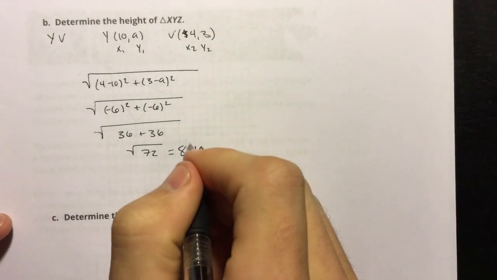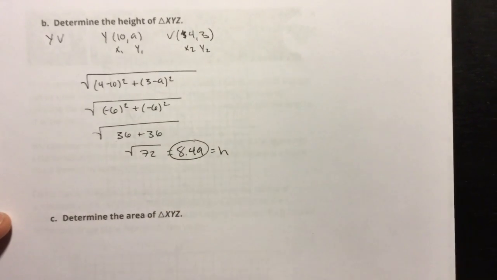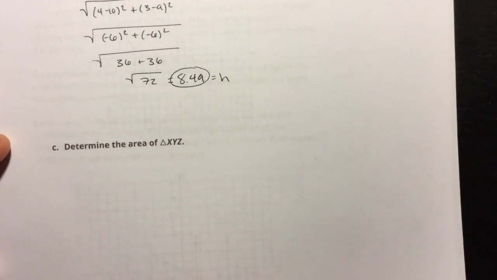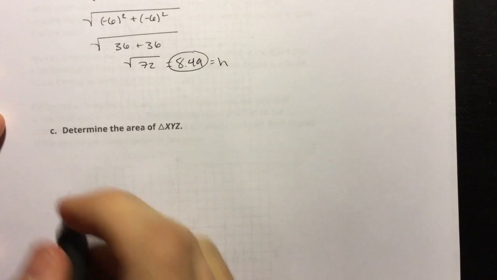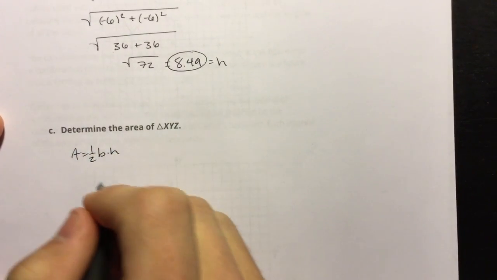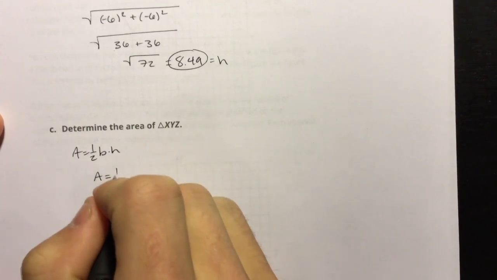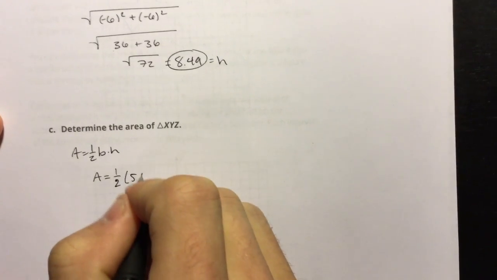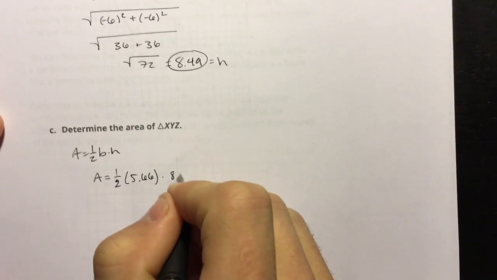There we go. So that is our height. Now, once we have our height, we already had our base. This becomes the quote-unquote easy part, right? Area equals 1/2 base times height. We said that our base was 5.66, and our height was 8.49.